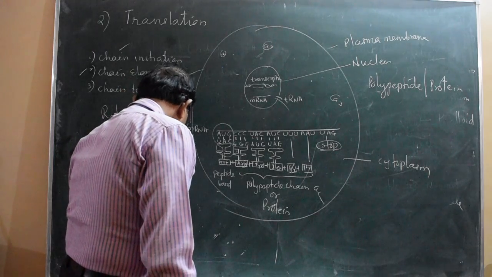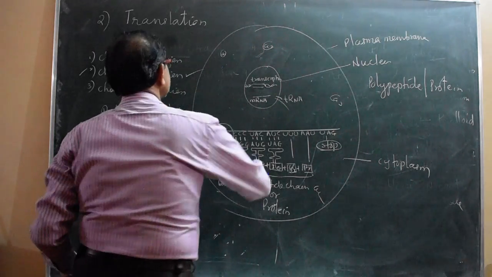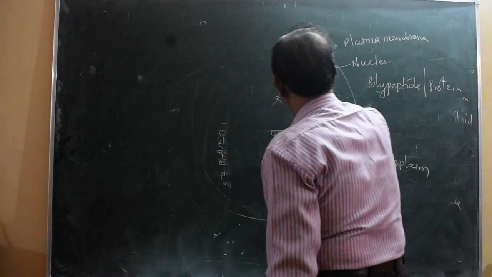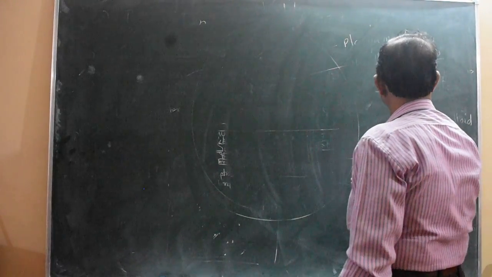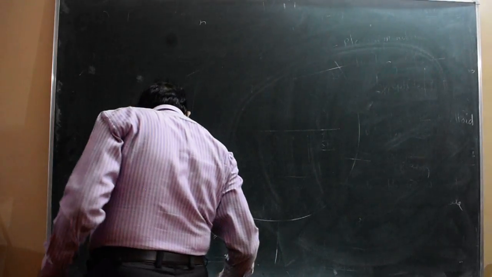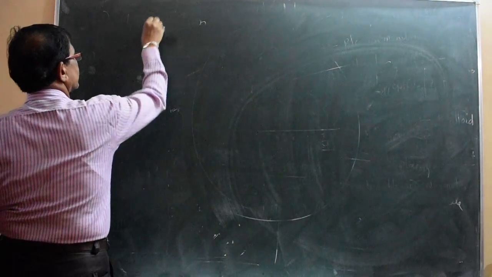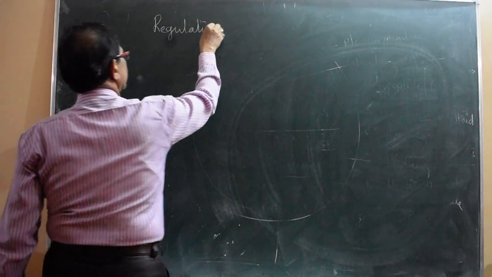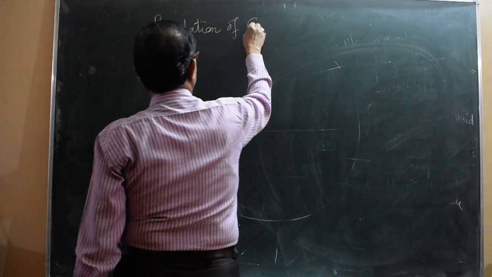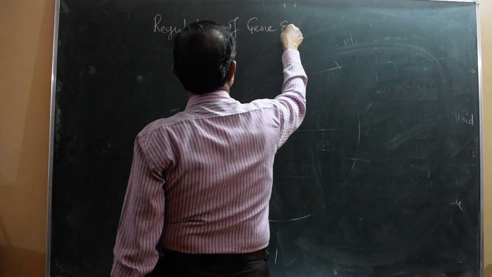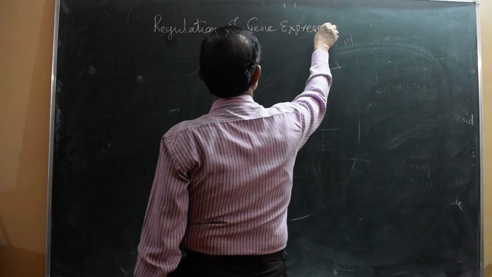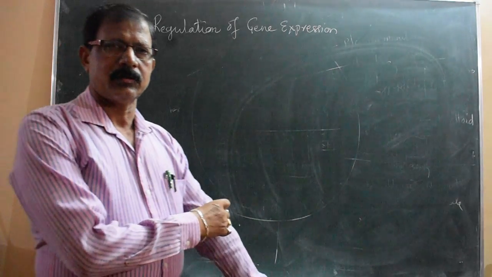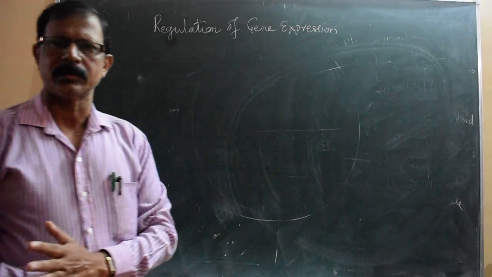And the next one is what? The next one is the regulation of gene expression. What is this actually? Regulation means controlling of the gene expression.